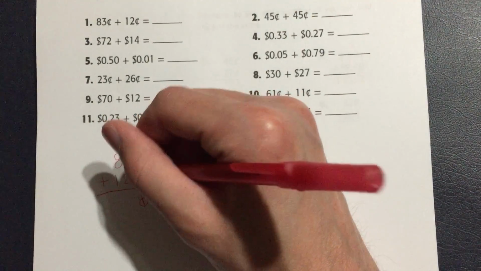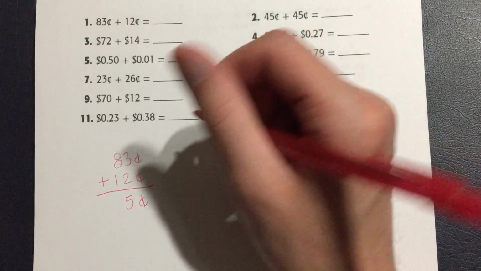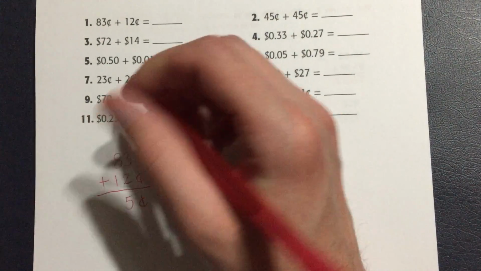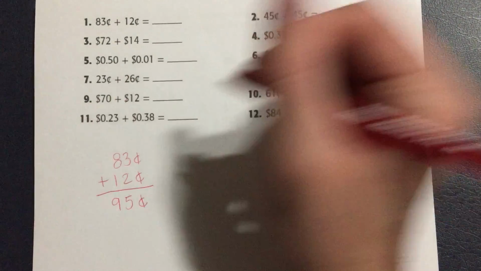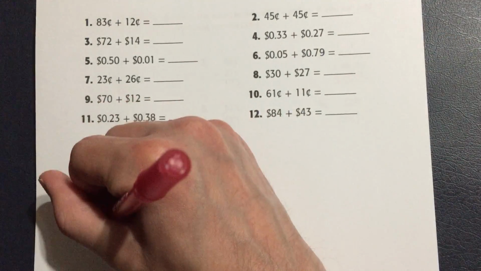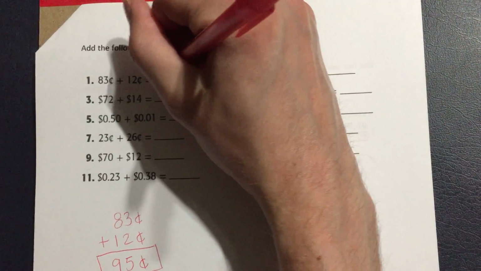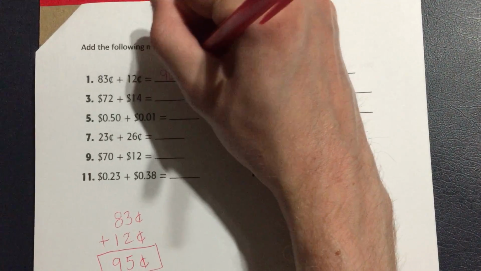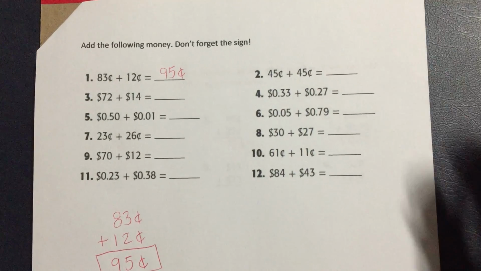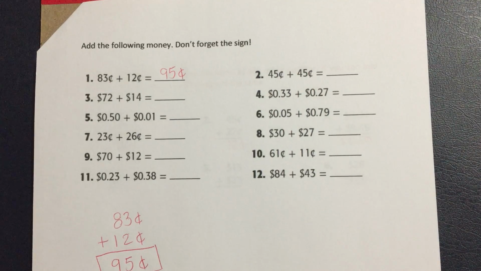Then we go to our ones. 3 plus 2, that's 5 ones. And we don't have any groups of 10 that we're going to move over. It's just 5. 8 groups of 10 plus 1 group of 10 is 9 groups of 10. And then we're done. That's our answer. 95 cents is our final answer for that one. So we put our 95. Don't forget our cent sign. That's the only thing you need to worry about that cent sign for, is making sure that's in your final answer as well.